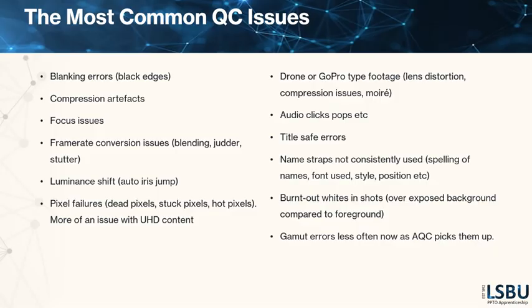Overexposed content does happen quite a lot. Gamut errors are less often now at eyeball QC because often it's been through an automated QC which picked them up, and this is your video levels that we're talking about. Gamut is essentially visual content which falls outside the color space required. So HD content has a set value of color ranges. It's called Rec 709. And if something contains illegal video levels or illegal brightness levels, it falls outside that range. It's called a gamut error. And it's usually picked up by AQC nowadays.